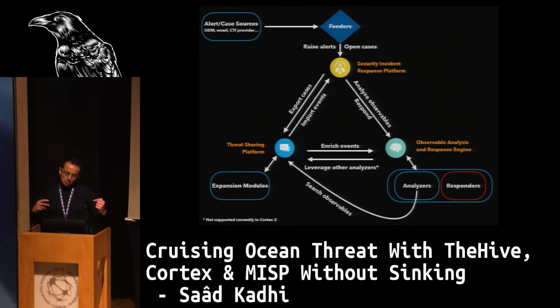MISP and Cortex can talk to each other. So Cortex has analyzers to query MISP, and MISP can also leverage Cortex to enrich the data set. One feature we had in Cortex 1 that we removed from Cortex 2, because almost no one was using it, was the ability to use all the MISP extension modules. So we have dropped that from Cortex 2, but if the community wants it again, we can put it back.